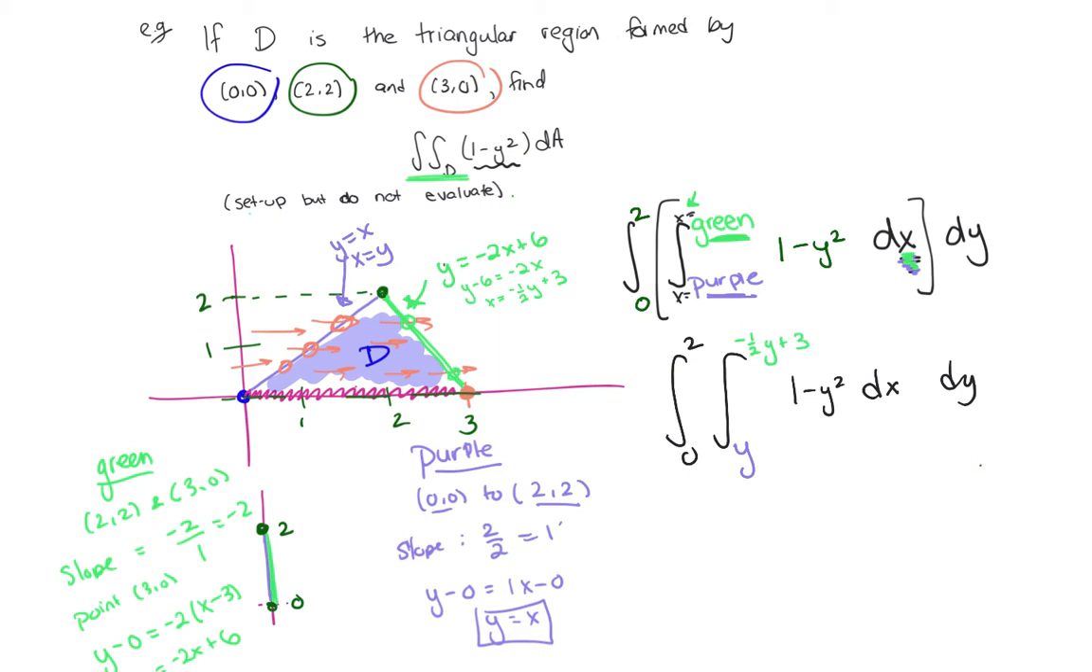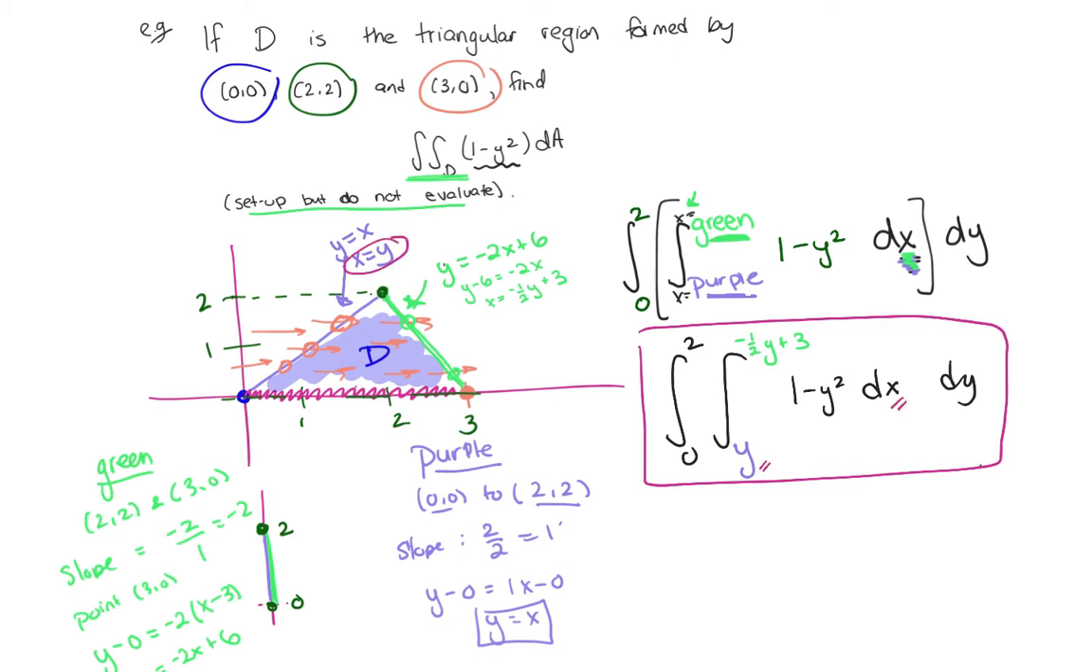And so it asked us to set up but not evaluate, so that's going to be my final answer. So the x here goes from x equals y, that was that purple line, to x equals -1/2 y plus 3, that was my green line. And after we do that, the points that y goes between are from 0 to 2.